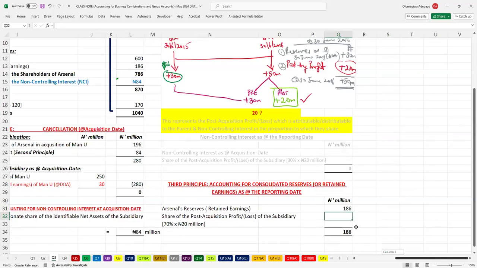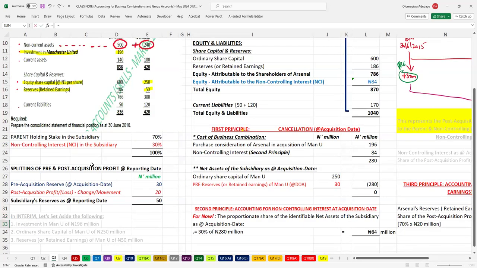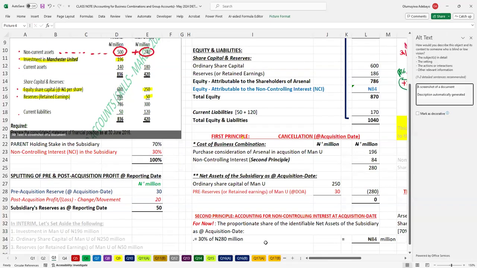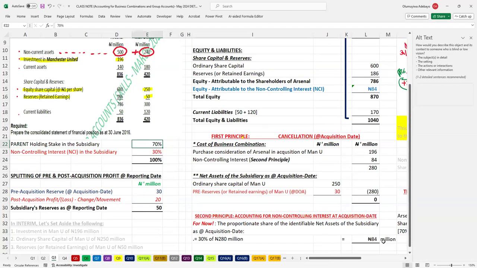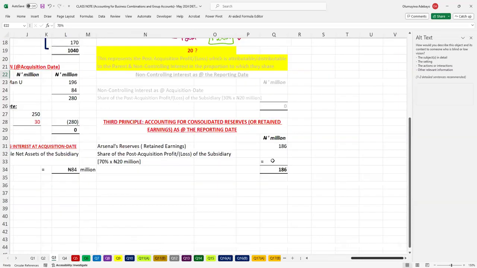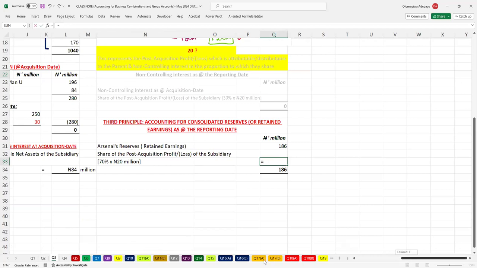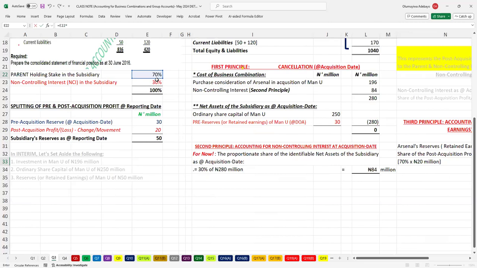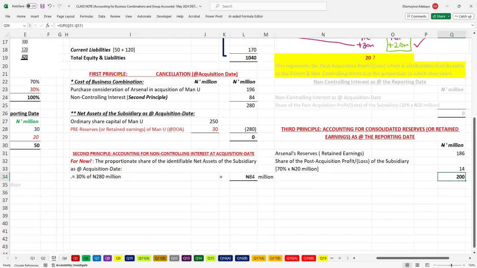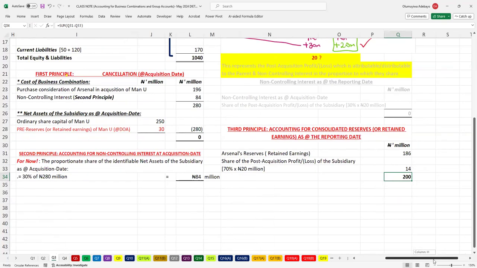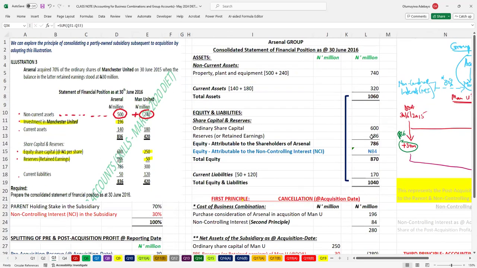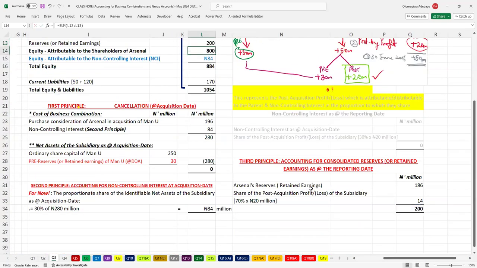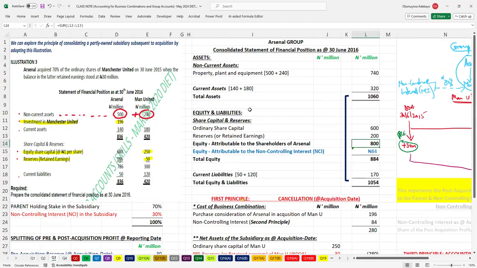The 14 will be added. That is 70% of 20. That will give us 14, which means the retained earnings of the parent consolidated is now 200. That 200 is what you put there and not 186, which means going forward, post-acquisition is no longer the retained earnings of the parent alone, it is the consolidated.